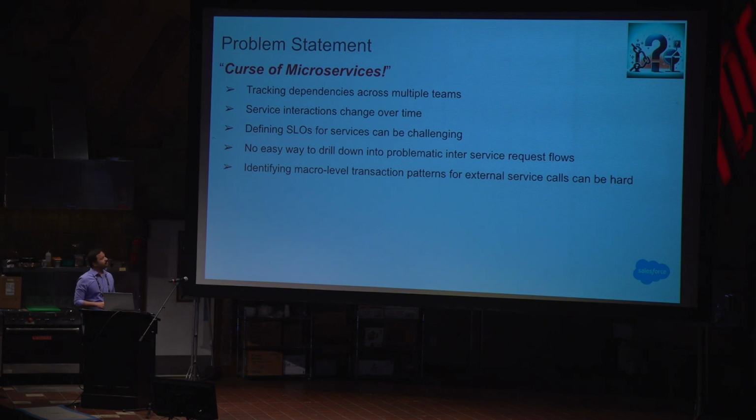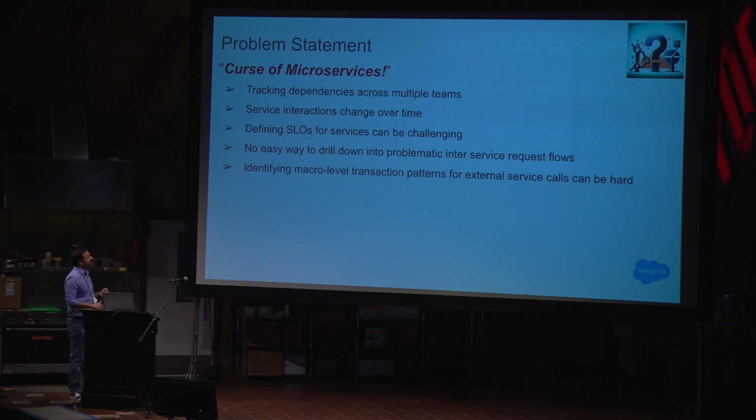And defining SLOs for services can be challenging. For example, I have seen so many cases where a service declares itself as a tier 1 highly available service with finite availability, only to realize later on that they have taken a critical dependency on a tier 3 service with lower availability. And when something like this is discovered, it can be quite embarrassing, right?